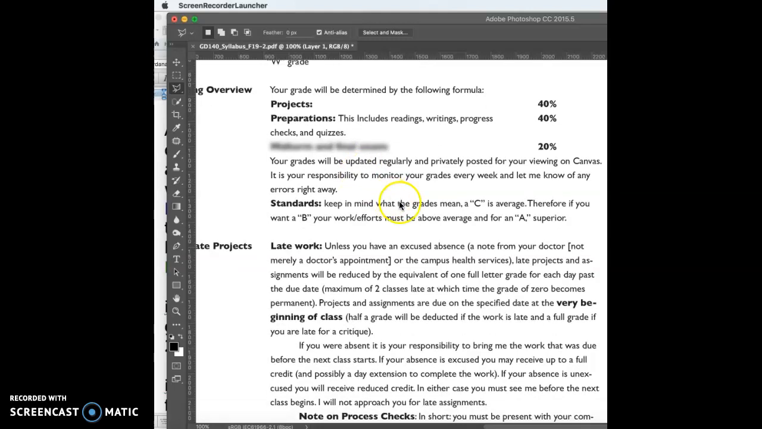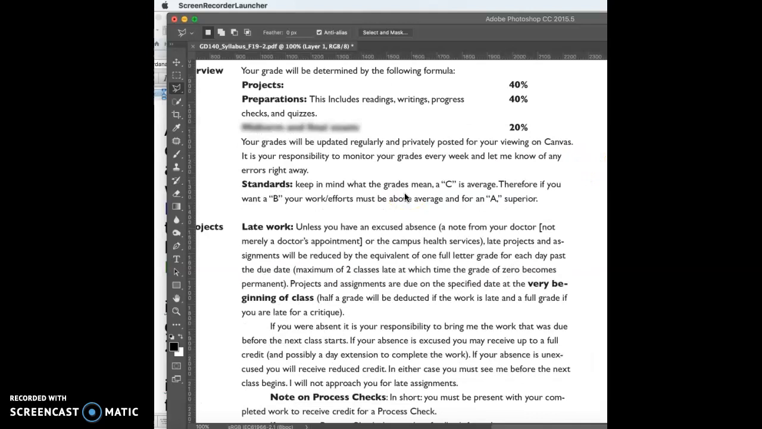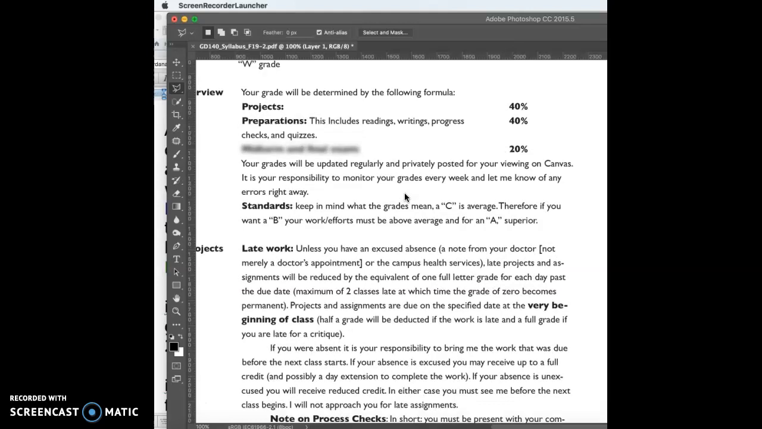The grades are updated regularly and posted for your private viewing on your learning management system, which could be Titanium. It is your responsibility to monitor the grades every week and let me know of any errors right away. One of the important reasons for that is that for some things there are no paper trails. If I give you back a grade sheet for a project and you got a 36 out of 40, but I accidentally marked down a 30, then obviously you can show me the grade sheet and we can fix that.